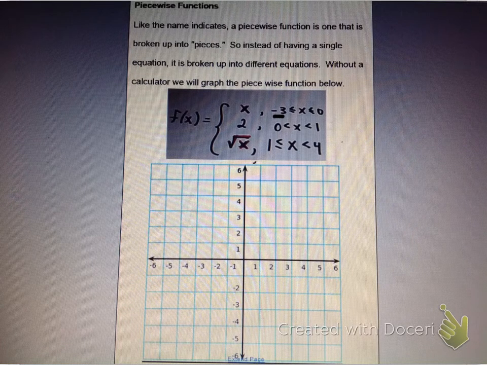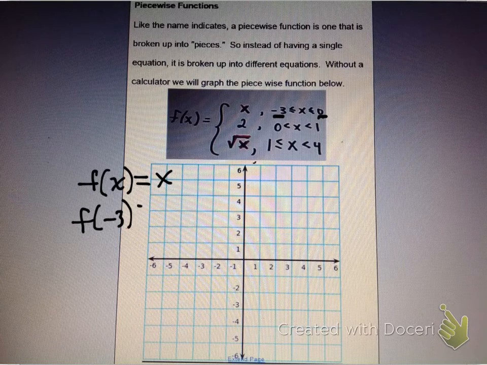So, as I was saying, we're going to plug in -3 and we're going to plug in 0 for x, and then we're going to graph f of x equals x on that interval. So f of x equals x. I'm going to plug in -3 for x. So what is f of -3? Well, f of -3 is -3. So I'm going to plot the point -3, -3. And the circle is going to be closed because it is less than or equal to.